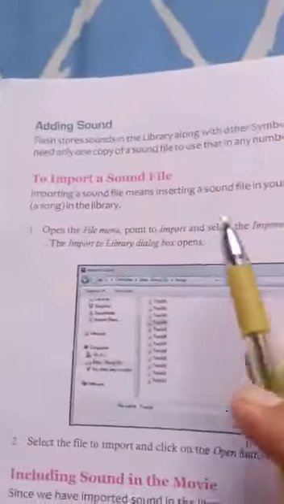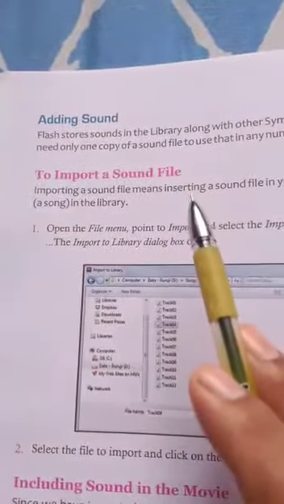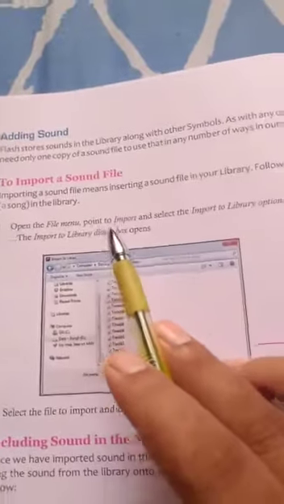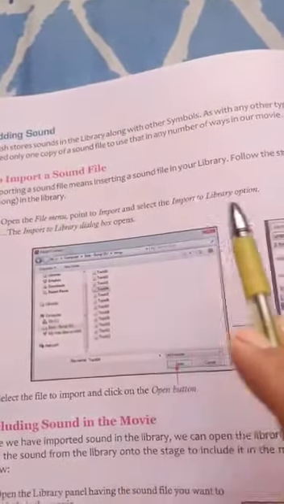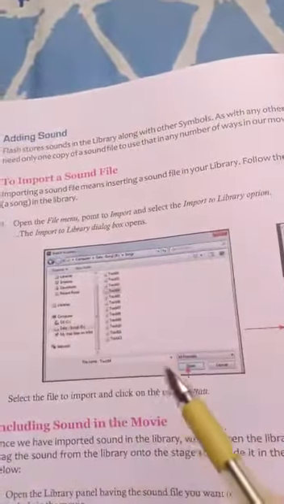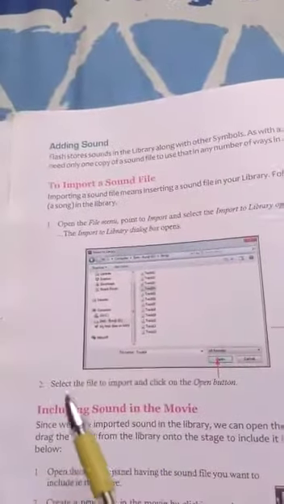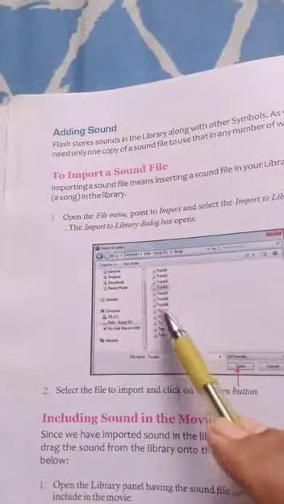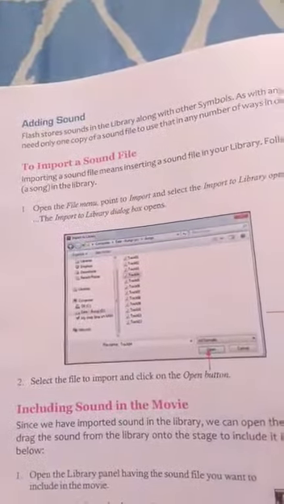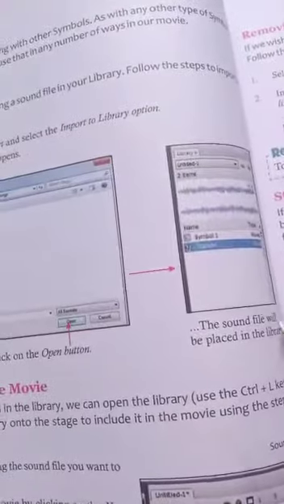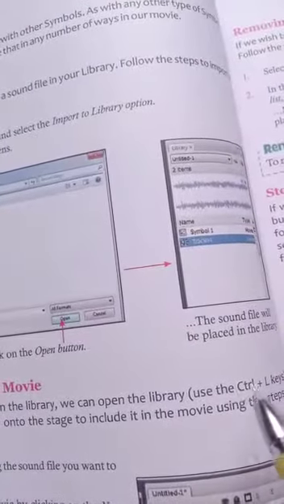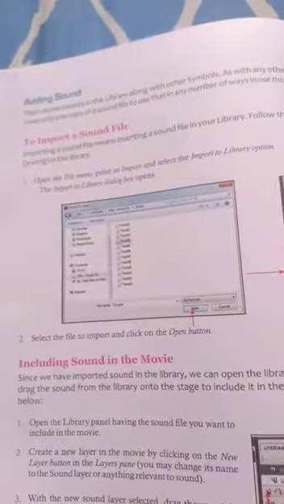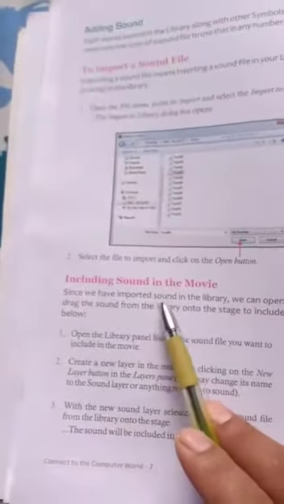Okay, and this is adding sound, how you can add a sound. To import a sound, this is the way. Open the File menu and point to Import and select the Import to Library option. Which file you want, select the file to import and click on the Open button. Which sound you want, you have to select it and click on the Open button. That sound file will be placed in the library. Okay, and this sound you can put on your animation.